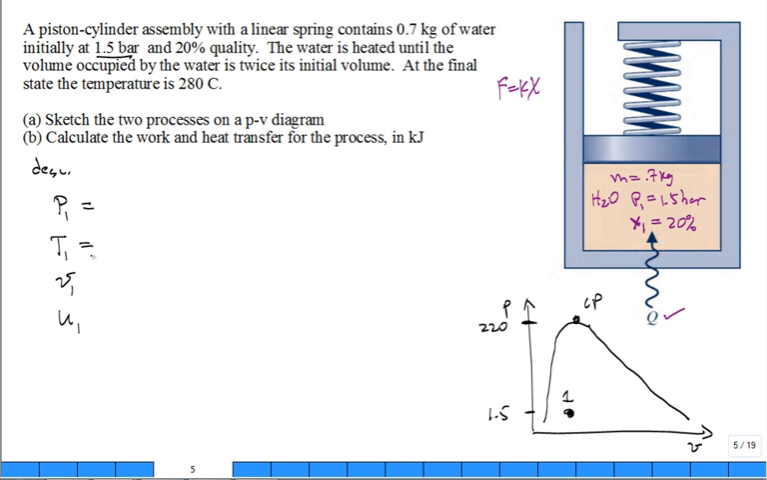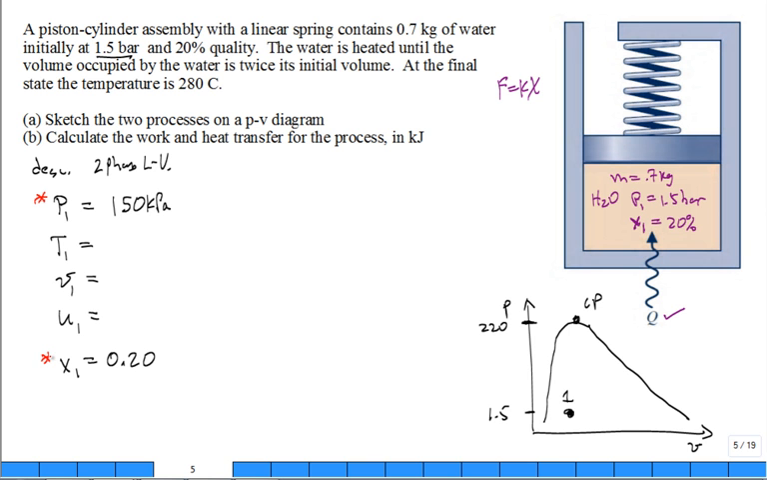Now, can you help fill in some of these properties? From the information given, can I see that P1 is 150 kilopascal or 1.5 bar? True? And then they give us down here that it's two-phase, a liquid vapor mixture. Hence, the quality at 1 is 0.20, 20%. Knowing the pressure and the quality, I really have two pieces of information from the state principle. I can get the other properties.